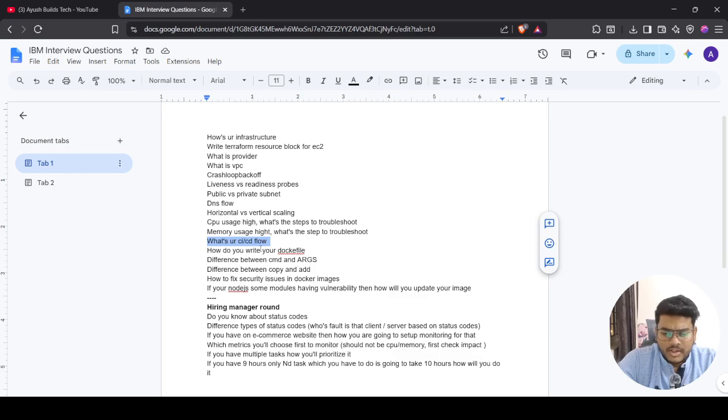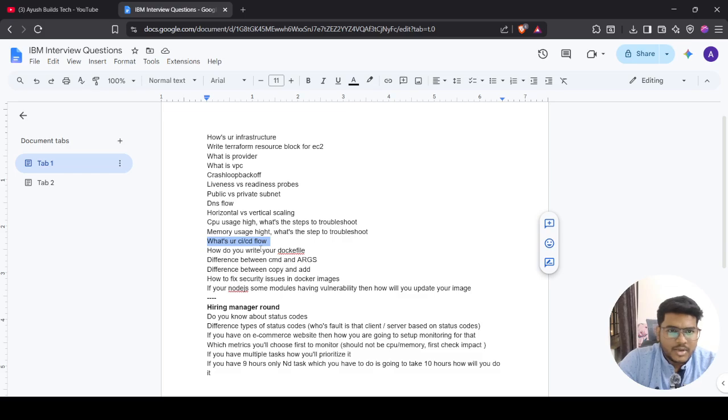They asked about multi-stage builds, the difference between CMD and arguments, and the difference between COPY and ADD. They also asked about Docker security, like Trivy scanning and all. Since Node.js was mentioned on my resume, they asked: if there is a vulnerability in any module of your Node.js, how are you going to fix it? So these were some questions of the first round.